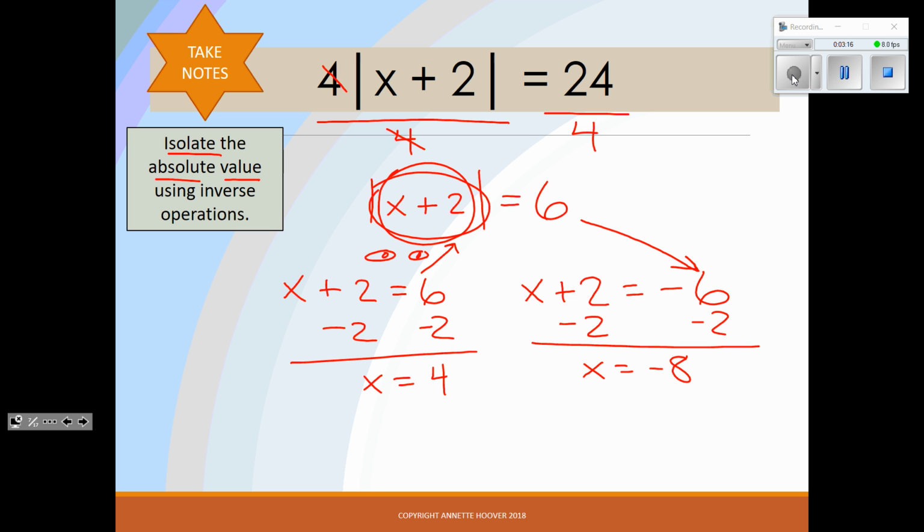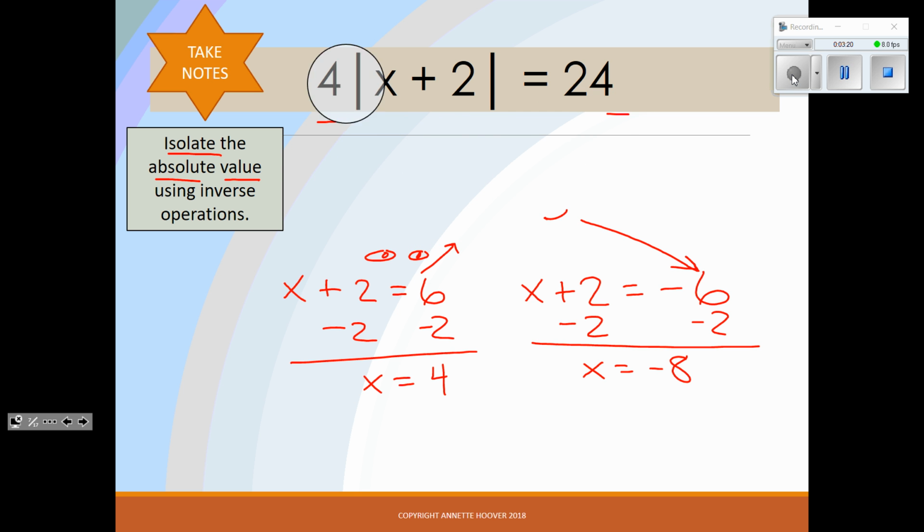Now let's plug these back into the original equation and see if both of these would check out. Okay, go back up here to the beginning. We think one of the solutions is 4. So if we plug in 4 right here, 4 plus 2 is 6. The absolute value of 6 is 6. Then we multiply it times 4, and that does equal 24.